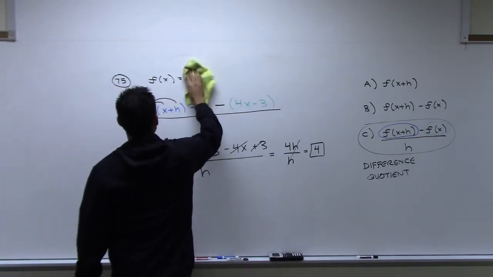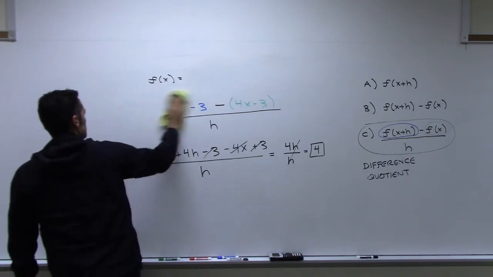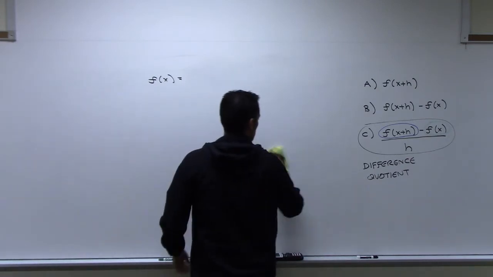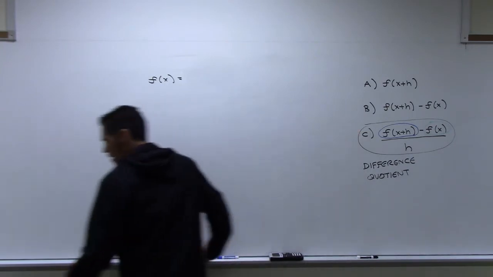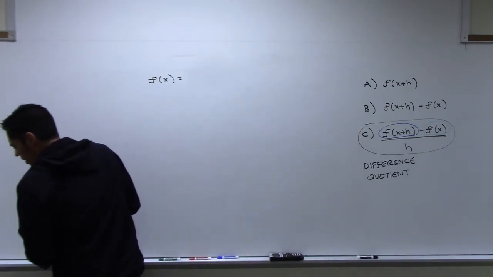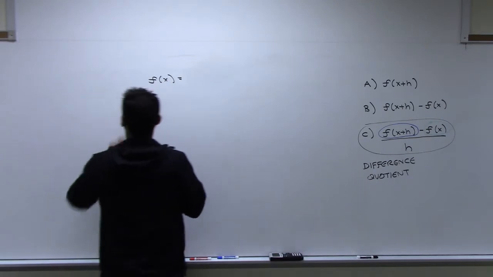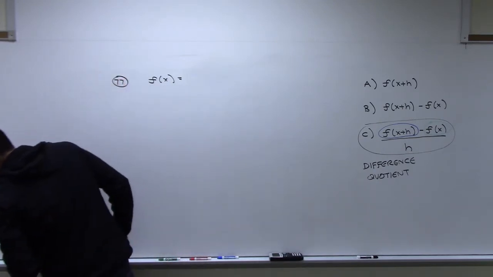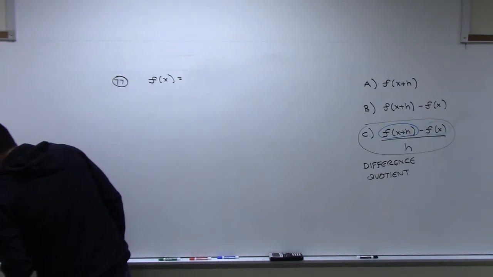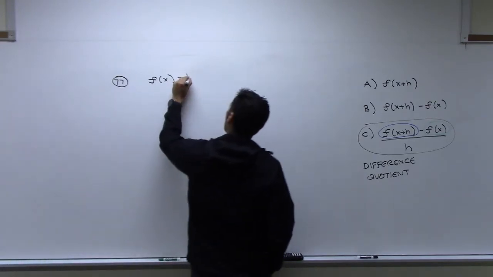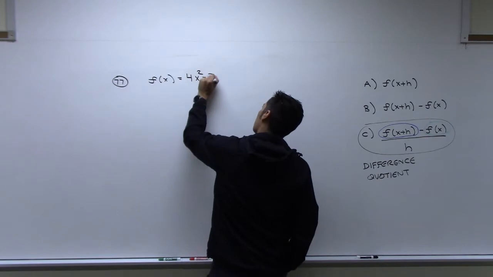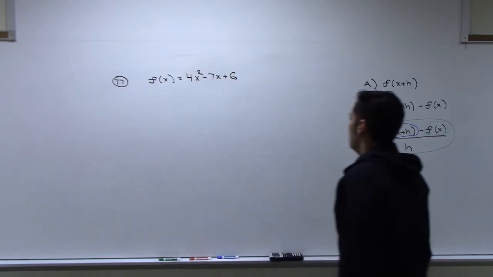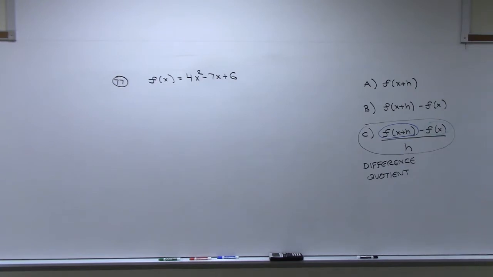It's just a different function. That's all they do, is give you a different function so that you can do the same exact computation or use the same formula. So the function they give you for number 77 is the function 4x squared minus 7x plus 6. I like this one. This is a good one. This is a test problem right here.